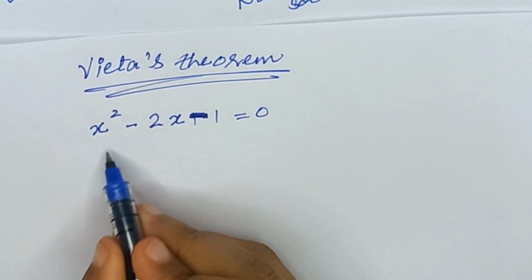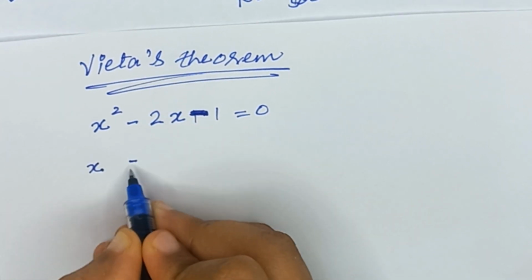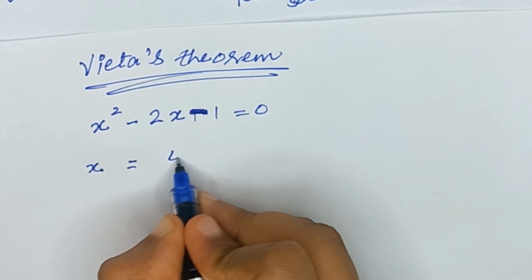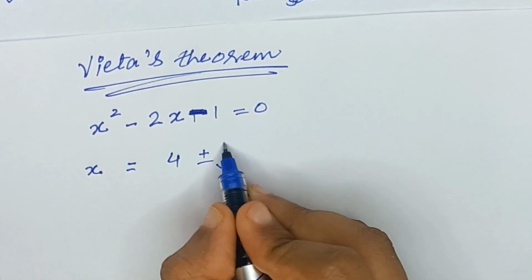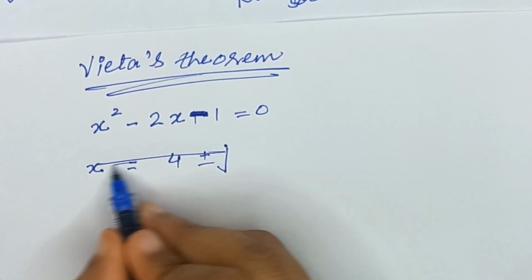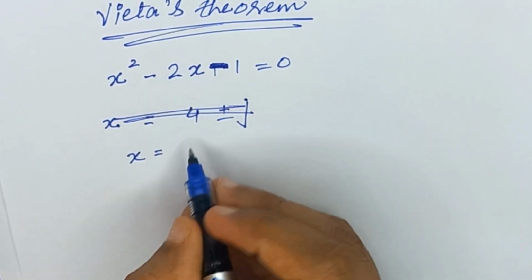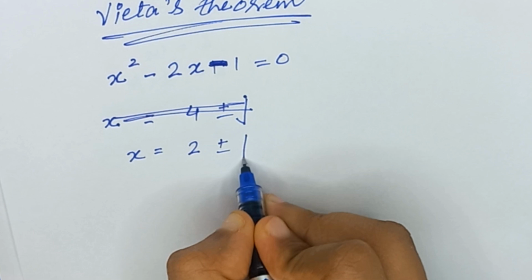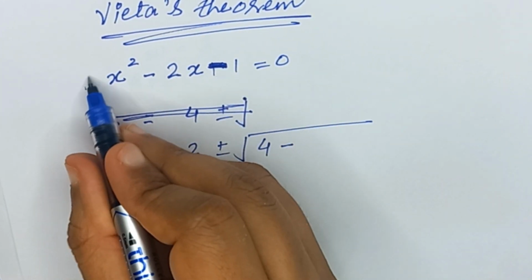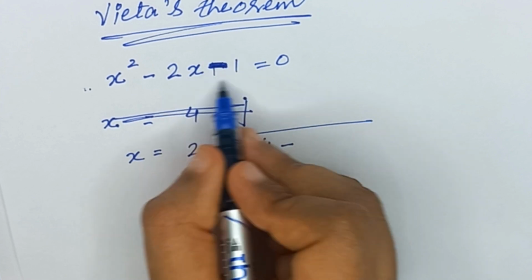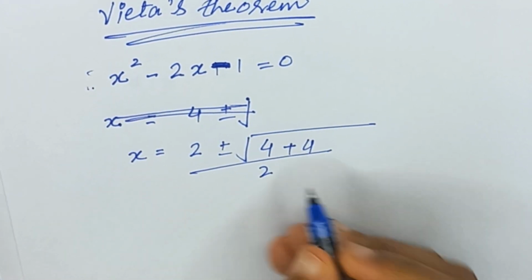Okay, now it is a quadratic equation. So I will apply here the quadratic formula and get the value of x. x is equal to minus b, so it will be 2 plus minus square root of b square, so it will be 4, minus 4 times 1 times minus 1, which will be plus 4, divided by 2 times 1, which will be 2.